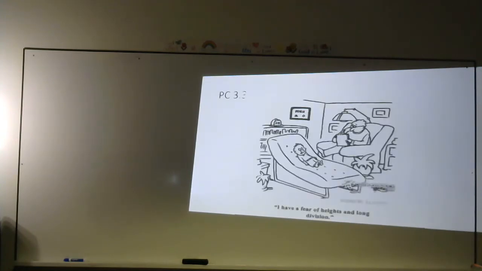What is this? I have a fear of heights and long division. Oh, yes, yes, yes. On the psychiatrist's couch. Long division affects us all differently.